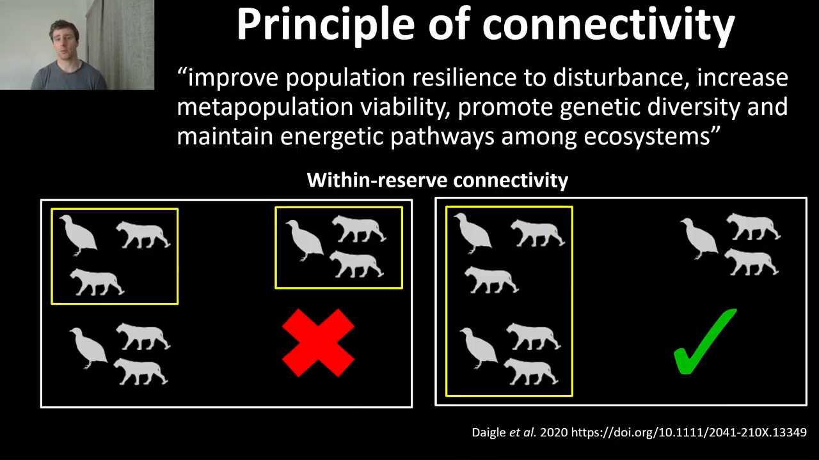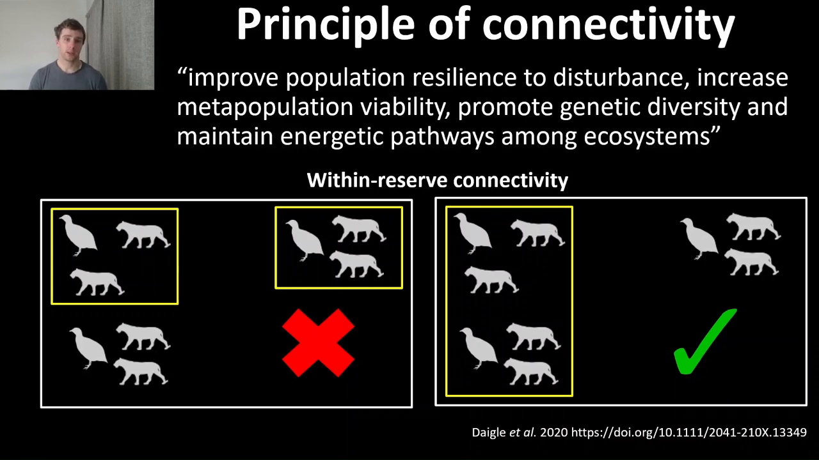So for example, we might have one candidate protected area system on the right and one on the left. The one on the right is good, it's got the green tick. The one on the left is bad, it's got the red cross. So why do we like the one on the right more? Well, all else being equal, if we want to promote individual movements between populations, we'd want all those populations to be in the same reserve. In this area, you can see that we've got various populations of different species. We've got three populations of birds, and we've got six populations of tigers.